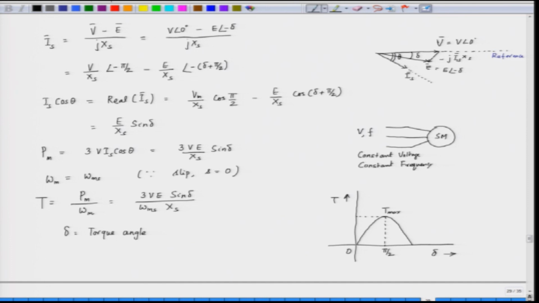Now, delta can be negative as well, we can extend this in the negative direction as well. The negative direction is usually used for braking, for generating. So, this is for motoring, and if you want to brake a synchronous machine, one of the ways is to make torque negative. That means we have to go for a negative delta. So, the motor will be functioning as a generator in the braking mode. So, this is the braking operation.